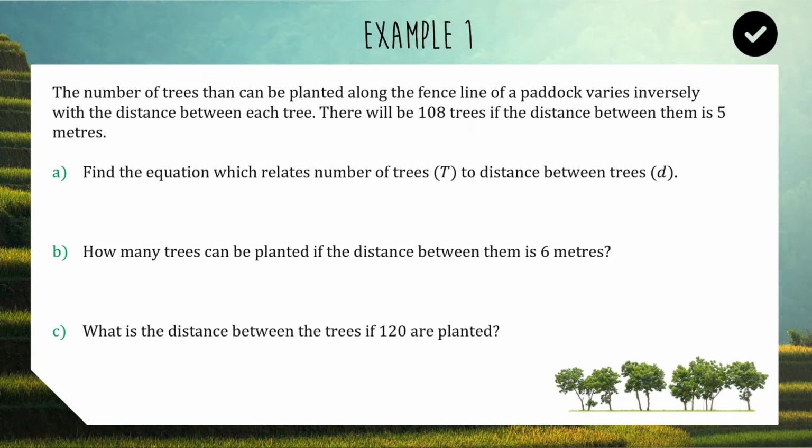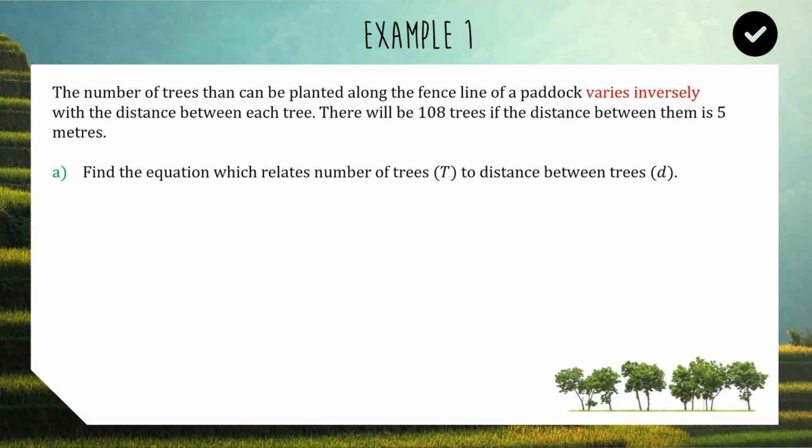So the first part of the question: find the equation which relates the number of trees to the distance between them. This is the really challenging part. Like I said, this would be at least a band 4 or 5 question in the HSC, because you've got to know the correct process. All right, so here is the process.